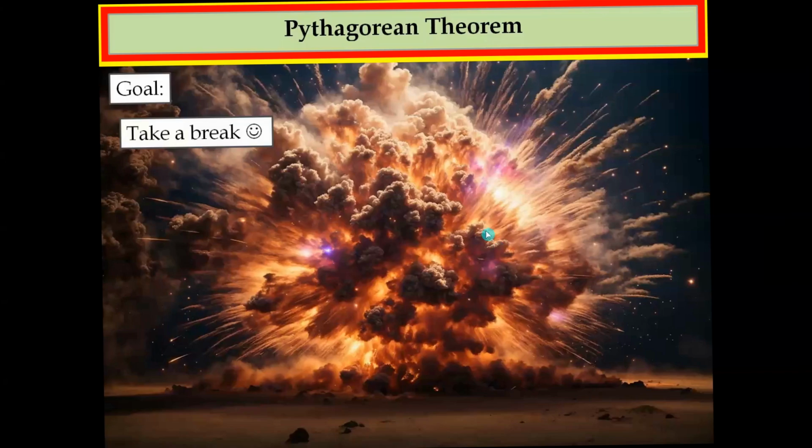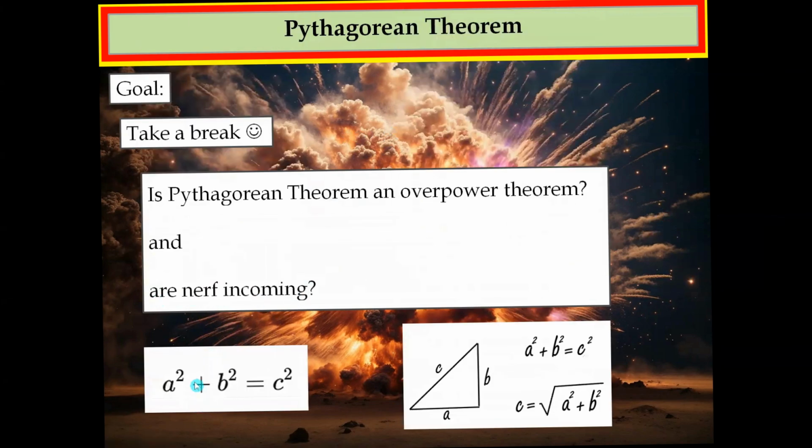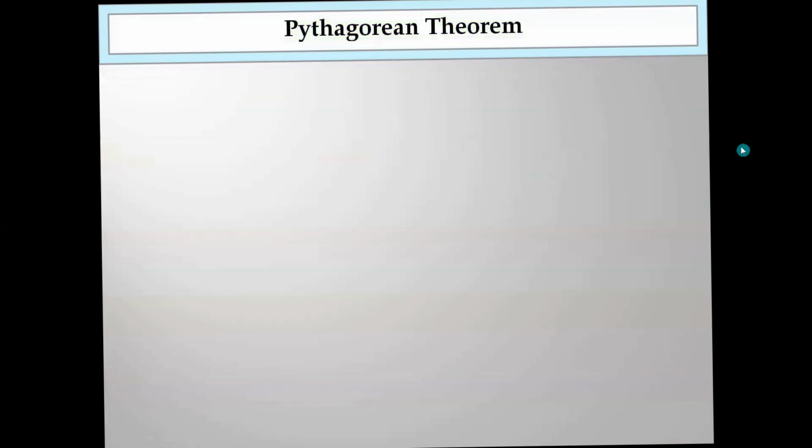Here we go again. Today we're going to figure out just how overpowered the Pythagorean theorem is. Is the Pythagorean theorem an overpowered theorem? And are nerfs incoming? To remind ourselves, the Pythagorean theorem is a squared plus b squared equals c squared. The square of the legs summed together will equal the square of the hypotenuse. Let's check out the Pythagorean theorem and its uses.